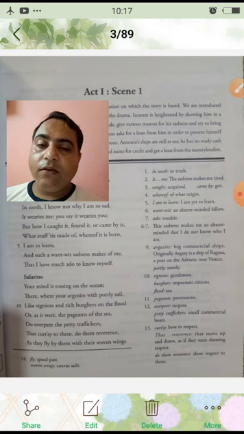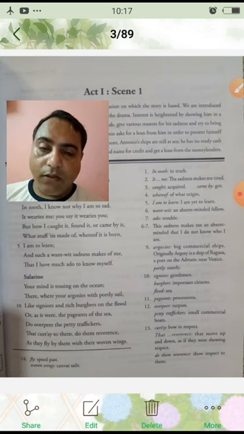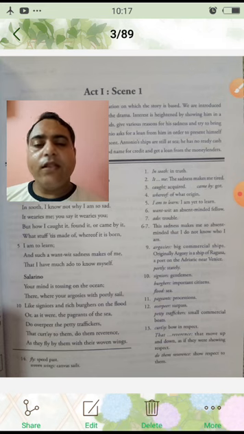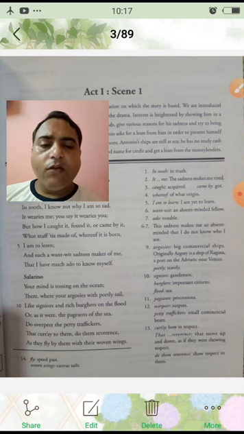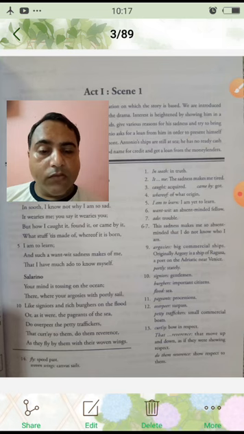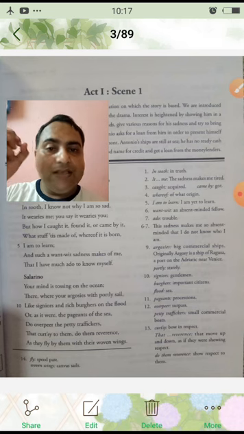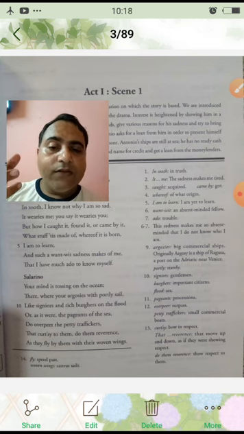Now he was trying to find out the reason behind his sadness. So Salarino said, your mind is surely tossing on the ocean. Your mind is surely tossing on the ocean means your mind is surely thinking of the ocean, that you must surely be having thoughts about the sea and ocean. Why did he say so?